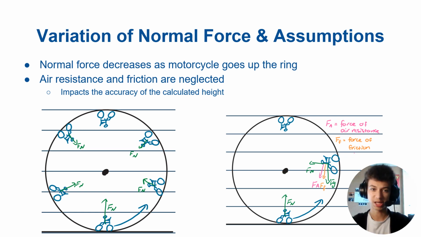Some limitations that prevented us from obtaining the most accurate height of the ring is that the force of air resistance and friction were neglected. Had they been included, they would have looked something like this in this diagram here, where the red is the force of air resistance and the yellow is the force of friction. However, the force of air resistance and friction would have decreased the value of the speed to drop below the minimum, thus causing the value of the height of the ring to be different.